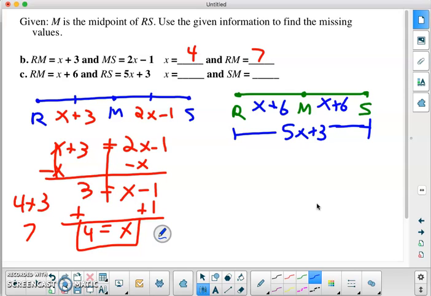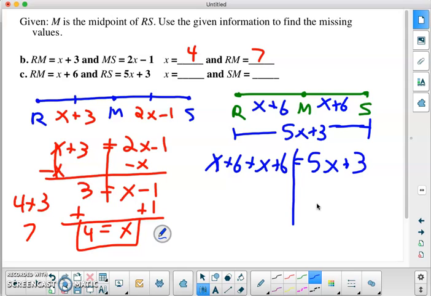Now we can do part plus part equals the whole. Notice the two different types of problems. On the first one, we just set the two parts equal because we know they've got to be equal since M is the midpoint. On this one, we've got an expression for two parts and the whole, so we've got to do part plus part equals the whole. You can't just say x plus 6 equals x plus 6 and set the two parts equal. Of course x plus 6 equals itself, right? So that's not going to help us. So we have to do part plus the other part equals the whole.